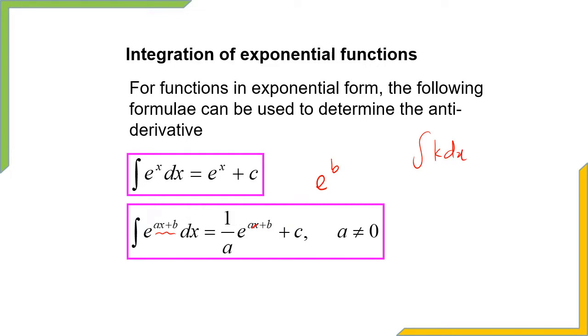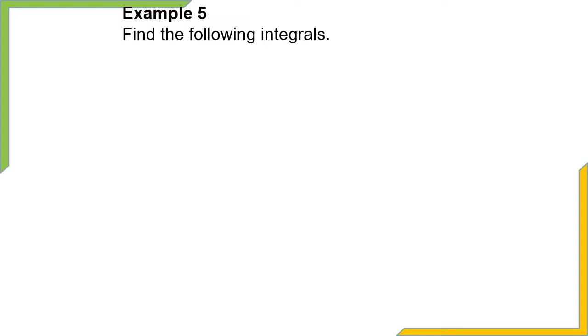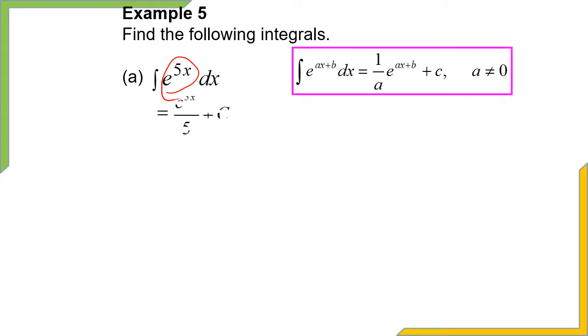Okay, let's continue with an example. Find the following integral. For a, we have e to the power of 5x with respect to x. Then what we need to do is just copy back everything in the question. So it will be e to the power of 5x, and then you have to divide by the coefficient of x, which is 5. So the answer will be e to the power of 5x divided by 5 plus c.